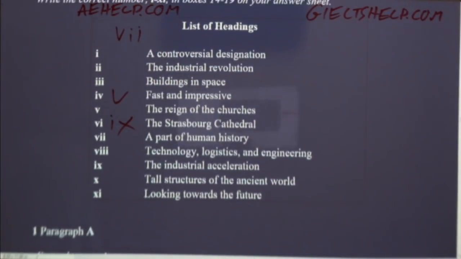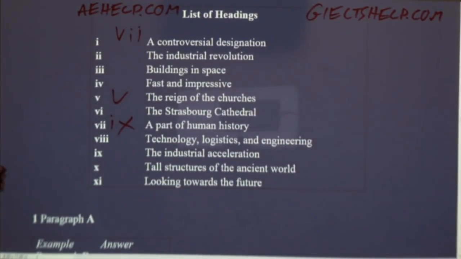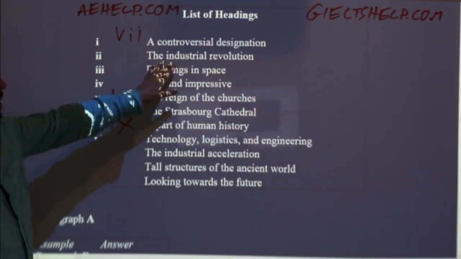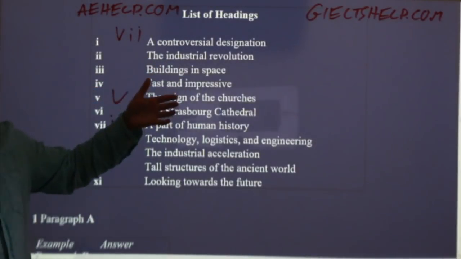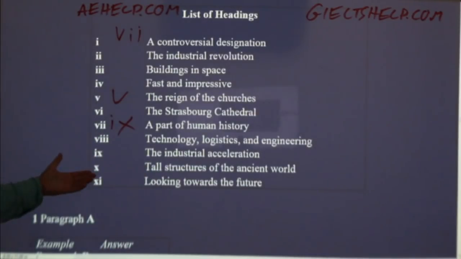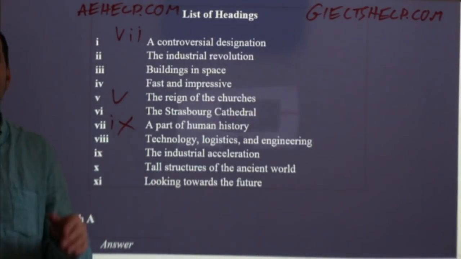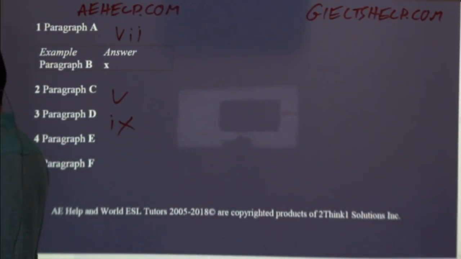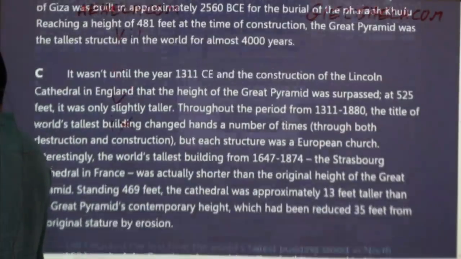Jubilant James is saying, why not number 2, the Industrial Revolution? It could be. I mean, it does talk about that as well, so it could be one of those, but the industrial acceleration could be right as well. We'll find out. Don't worry for now, okay? We can go back to it. Just have faith. Okay, let's go to paragraph E.